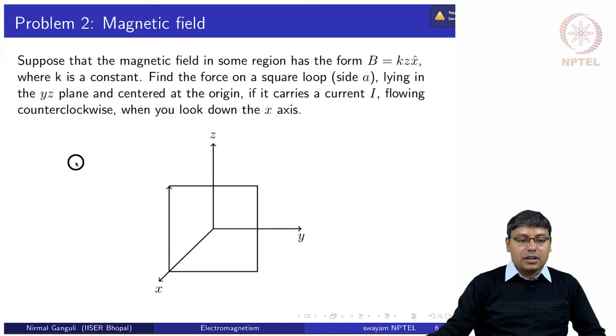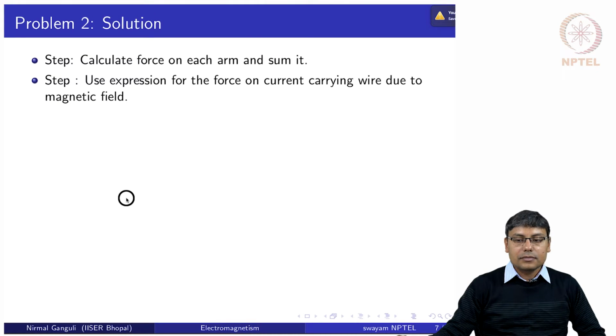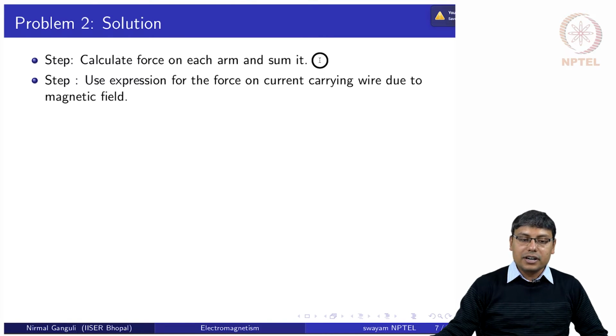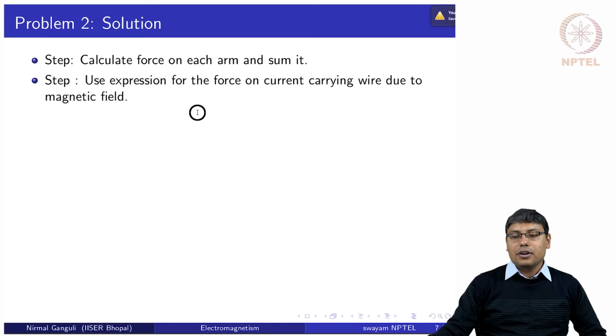Then can you find out the force on this current carrying loop? So, here the steps involve first to calculate the force on each arm of the wire and sum it, and for calculating the force you need to use the expression of the force on a current carrying wire due to magnetic field. You can now pause the video, try the solution and then restart the video to check the solution.